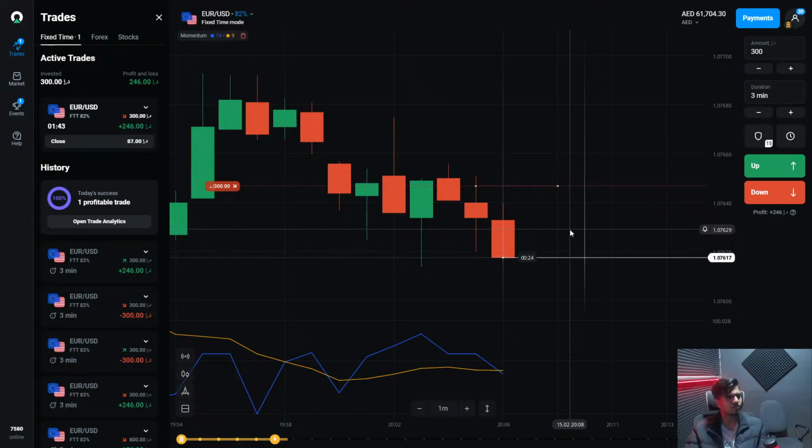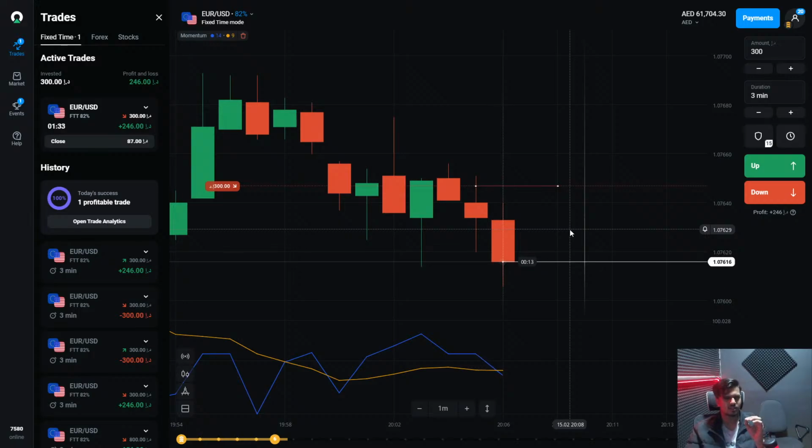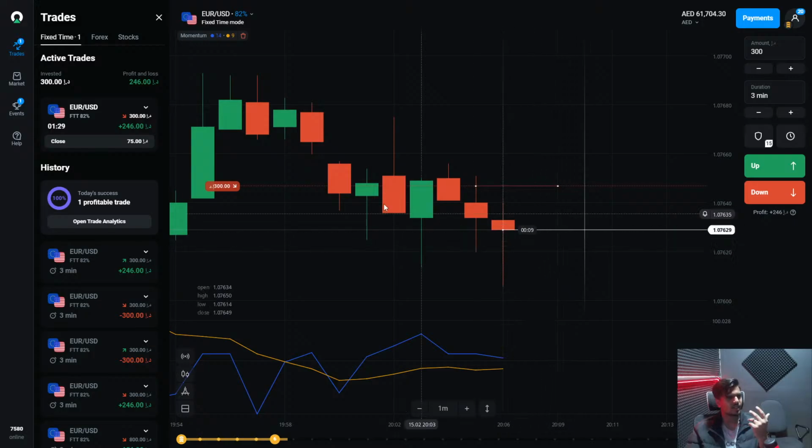Nice. 1 minute and 45 seconds remaining now, and this Japanese candle, wow, it will not reach now, come back to the upward direction. Surely it will go downward. So it seems like again a profitable trade.